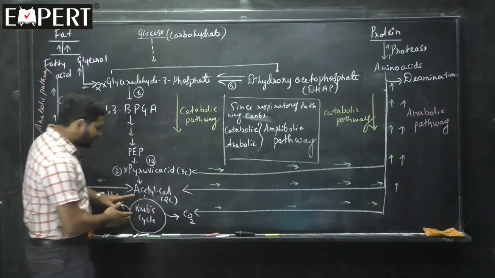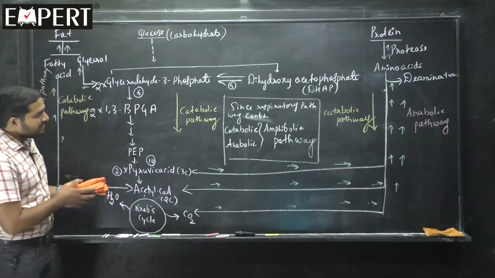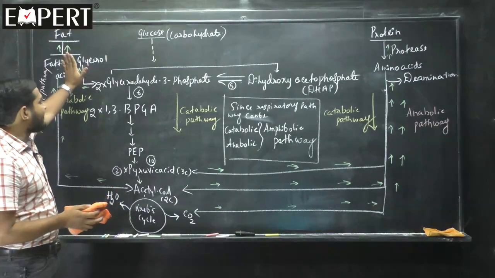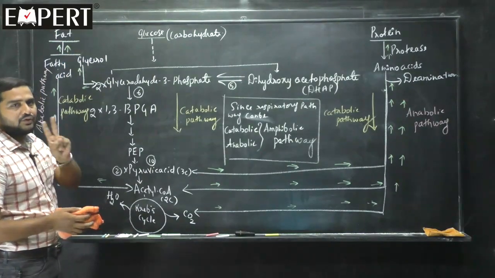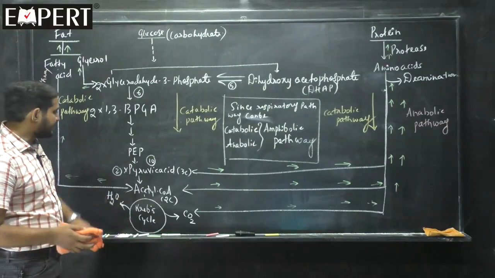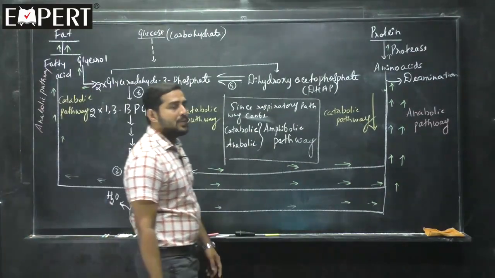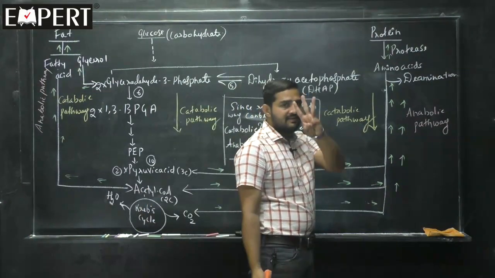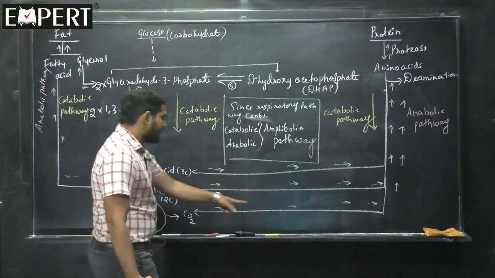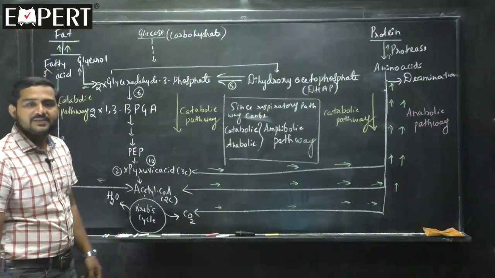So this has to be remembered. I have some questions for you. You have to think and answer. How many ways does fat enter the respiratory pathway? 2 ways. Glyceraldehyde 3-phosphate, acetyl-CoA. Second, how many ways does a protein enter the respiratory pathway? 3 ways. Pyruvic acid, acetyl-CoA, any intermediates of the Krebs cycle.